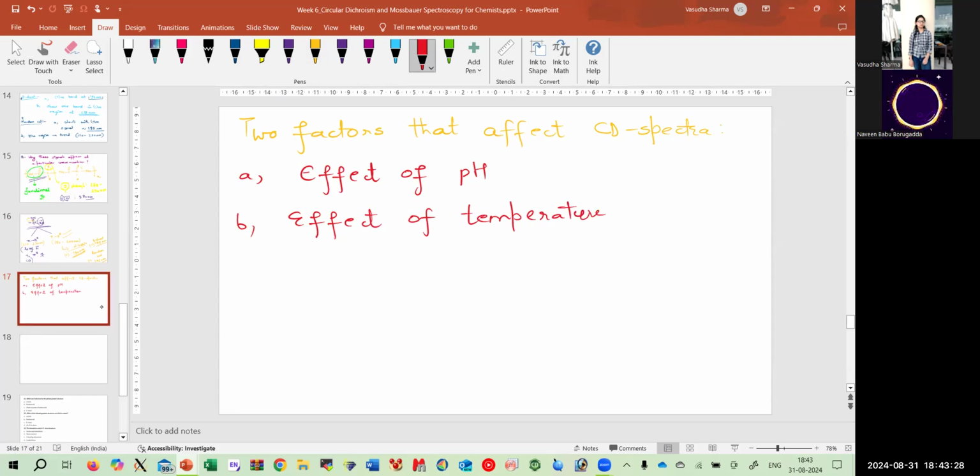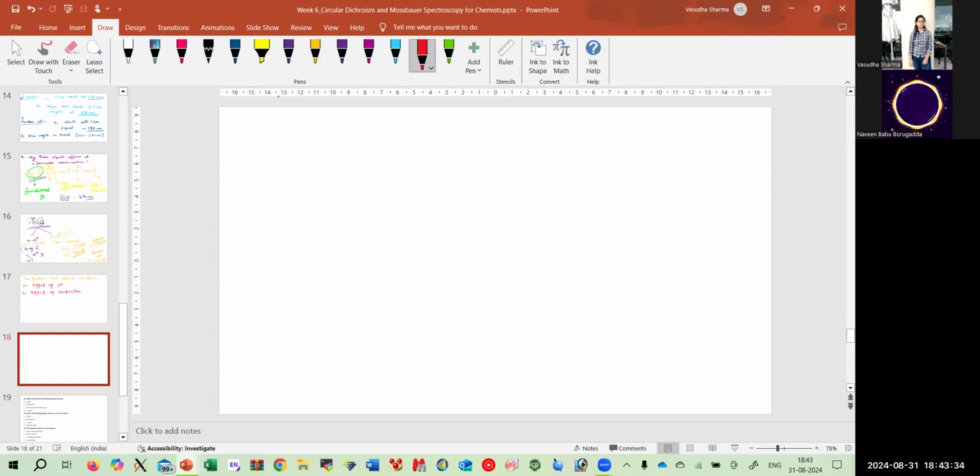So, firstly, we'll take the first part, which is the effect of pH. In case of pH, generally, if we take a normal optical spectroscopy, we won't be able to see any difference in the optical spectra, or absorbance data won't be giving you much information regarding the pH or the different temperature.